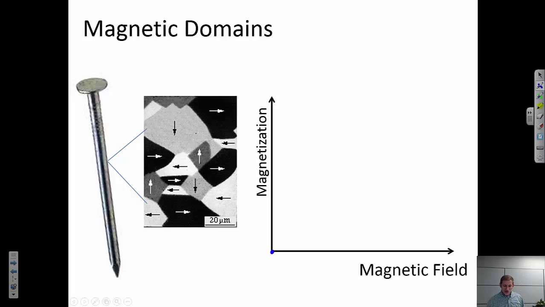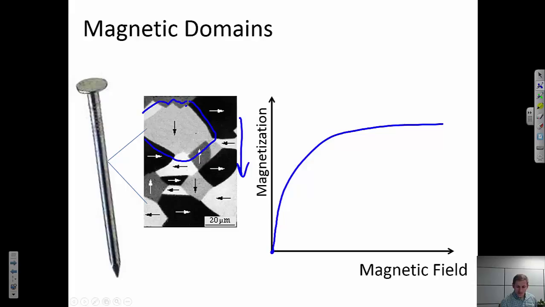If there's zero external magnetic field, all of these domains are going to be arranged in such a way that the magnetization of the material also is zero. If I start increasing the external magnetic field, then I start arranging those domains so there's more and more pointing in some direction. So let's say I apply some external magnetic field in this direction. What is going to happen is that the domains that line up in that direction are going to start to grow. They're going to get a little bit bigger at the cost of the surrounding domains.